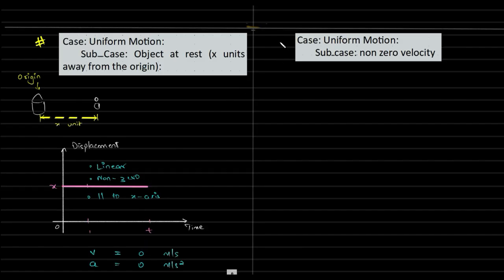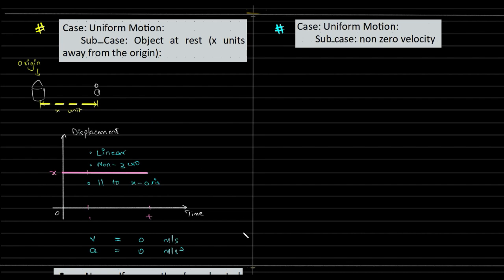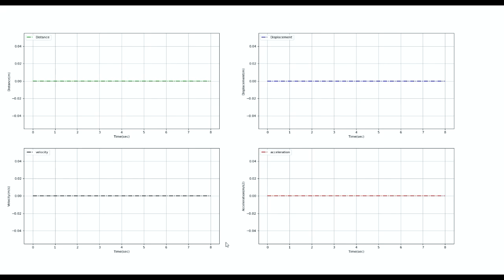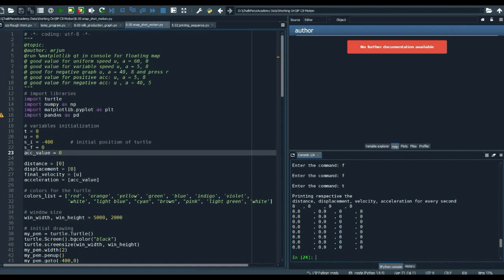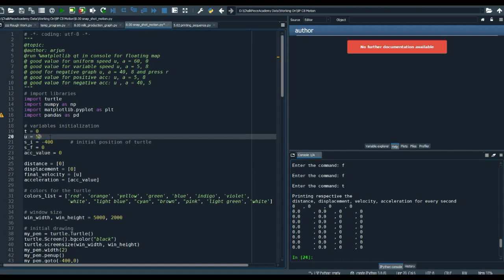Next is the case of uniform motion with non-zero velocity. What does that mean? The object is moving. So something like this. Remember, this is uniform motion. So here we are looking at constant velocity, say a velocity of 50.